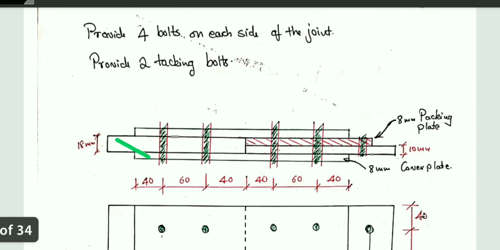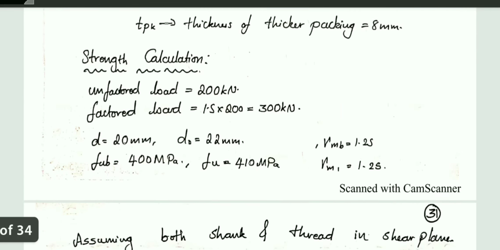This is the 18 mm plate and this is the 10 mm plate, and these two are connected, and this is a cover plate and this is a cover plate. One gap will be created here when we place them. This gap will be filled by an 8 mm packing plate, because 18 minus 10 is 8 mm. So this is filled with the packing plate, an 8 mm packing plate.